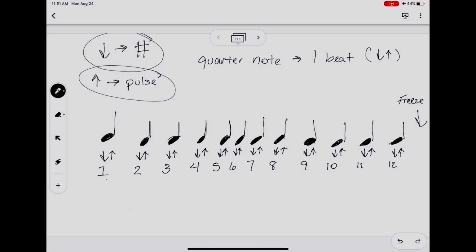So we need to do something that's going to help us break these notes up into smaller chunks. I'm going to do something, and let's see if this works. I'm going to draw these little lines to break up our music.